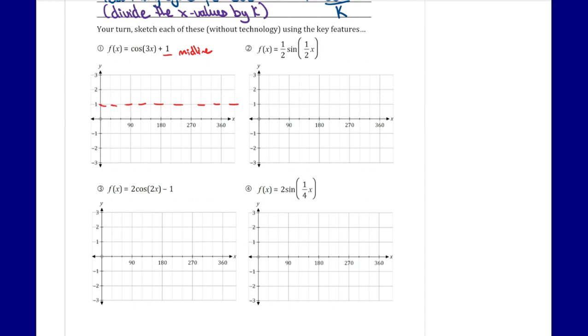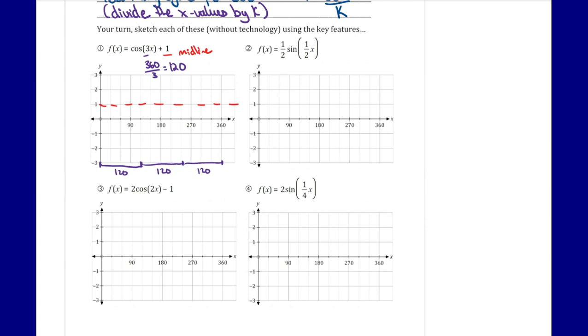We don't have any change in our amplitude because we don't have an A value. But this value here, this 3, tells me that there are 3 cycles per 360 degrees. So if I do 360 divided by 3, I get 120. That means every 120 degrees, I should have 1 cycle for my cosine wave.